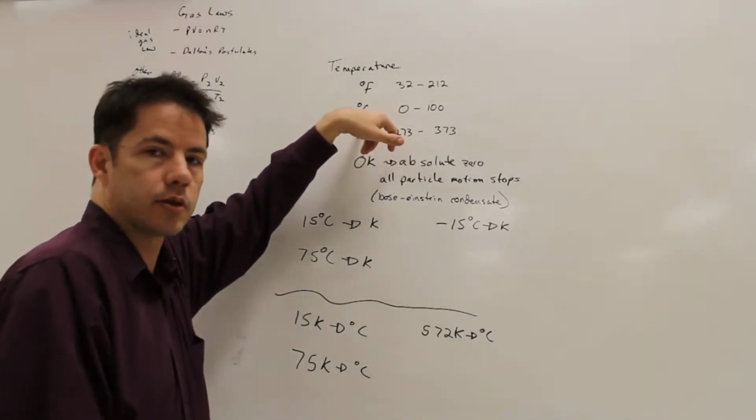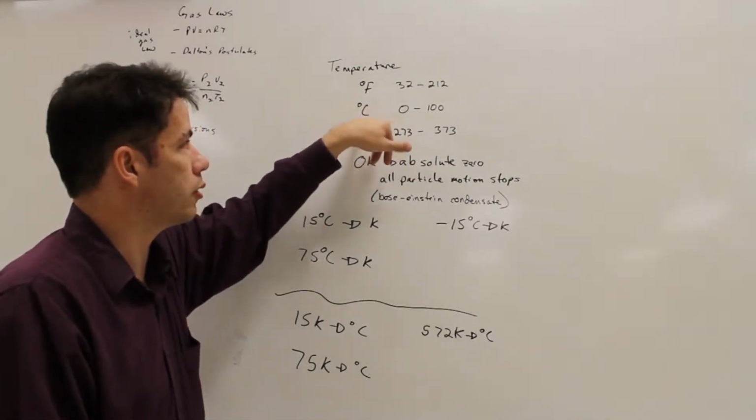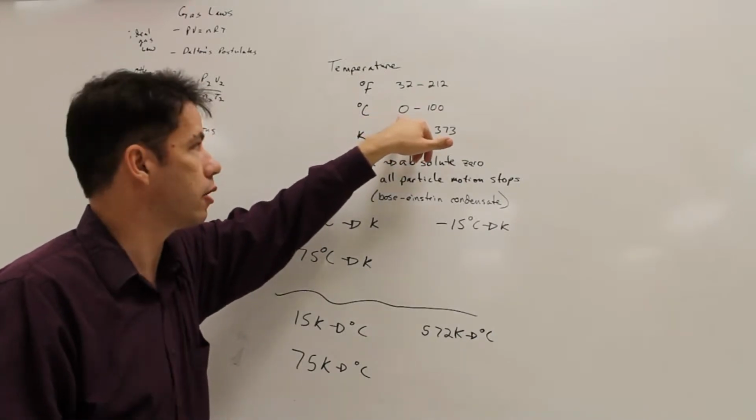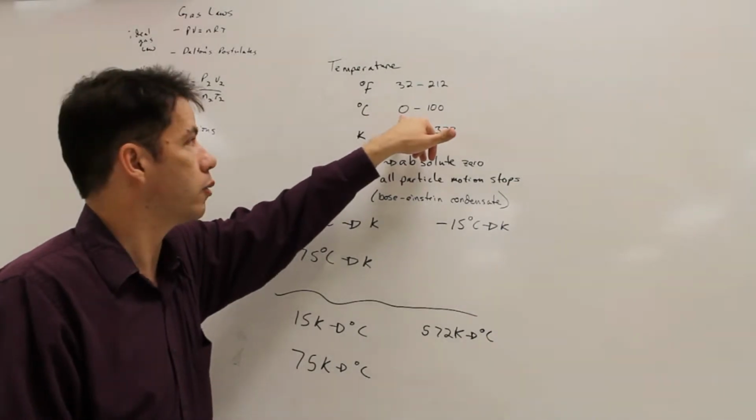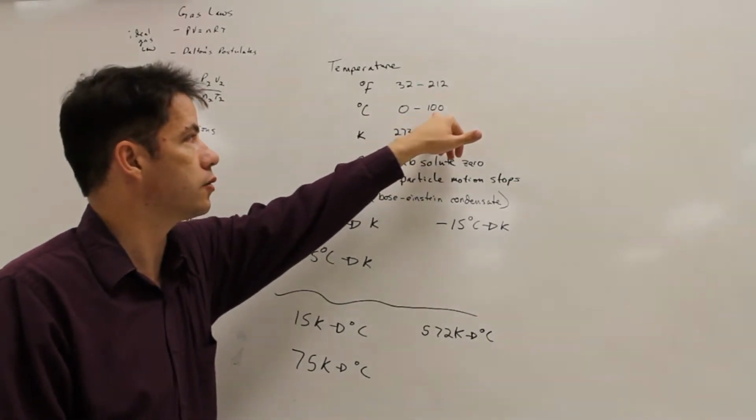Degrees Celsius, we've used that in science classes before. It's what most of our thermometers are. It's what our thermometers are measured in in our class. 0 degrees Celsius for when water freezes, 100 degrees Celsius for when water boils.